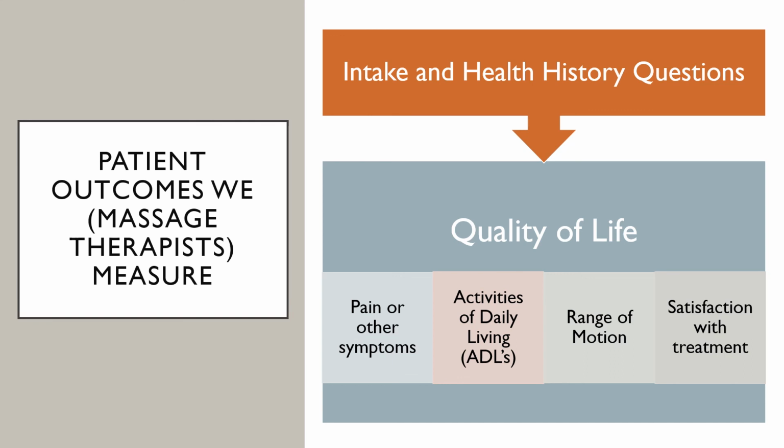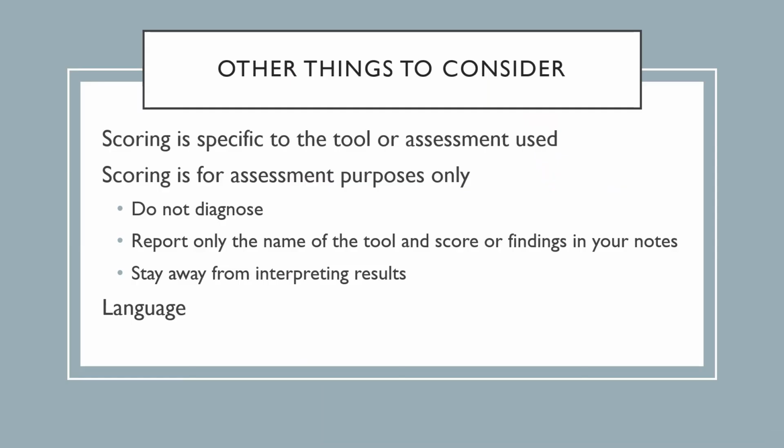If you're using a 0 to 10 pain scale at the very beginning, don't then ask them a different way to manage or report their pain at the end. You want to stick to that same initial pain scale. That's just an example. All right, some other things to consider. Scoring is specific to the tool or the assessment that's used, so you want to make sure that those two match.